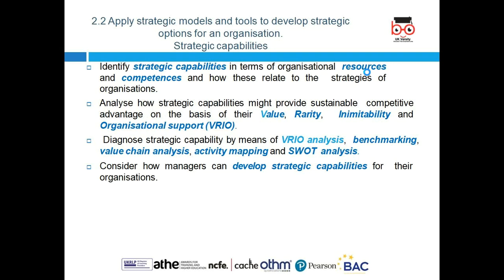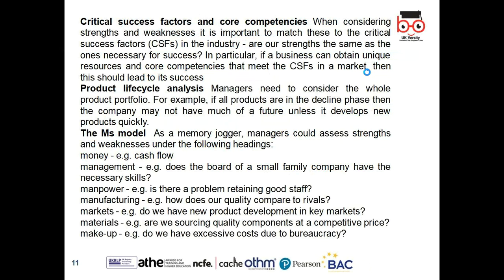Strategic capabilities might provide a sustainable competitive advantage on the basis of their value, rarity, inimitability, and organizational support. This is the VRIO model: value, rarity, inimitability, and organizational support, which we can use for analysis, benchmarking, value chain, activity mapping, and SWOT analysis to develop the strategic capabilities we need to carry on using.